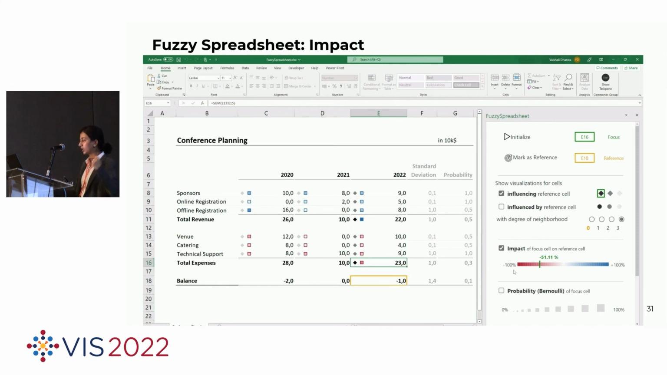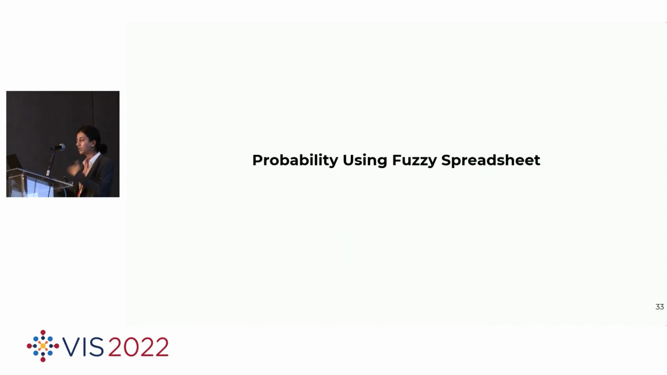Again, I would like to take your attention from the in-cell encoding to the side panel, where you see the percentage of this impact as an exact value. Total expense, for example, has a minus 51.11% impact on the balance. And of course, as you move on to different cells, the impact value changes because it also acts as an active legend. Now we have this impact information and the relationship information, and we move on to the uncertain part of our fuzzy spreadsheet, where we analyze the probability.